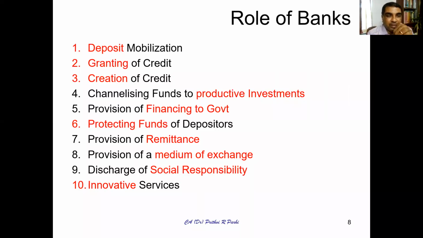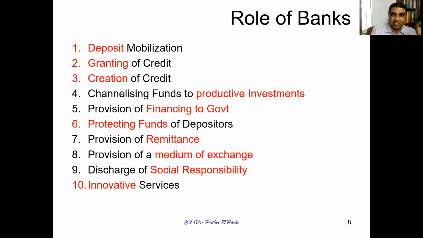Then provision of remittance. This is one more function or one more role the bank plays. So money can be remitted through the banking channel. Let's say you want to pay your supplier who is sitting at a distant place. So you can easily transfer money through the banking channel. So that role is also played by the bank.